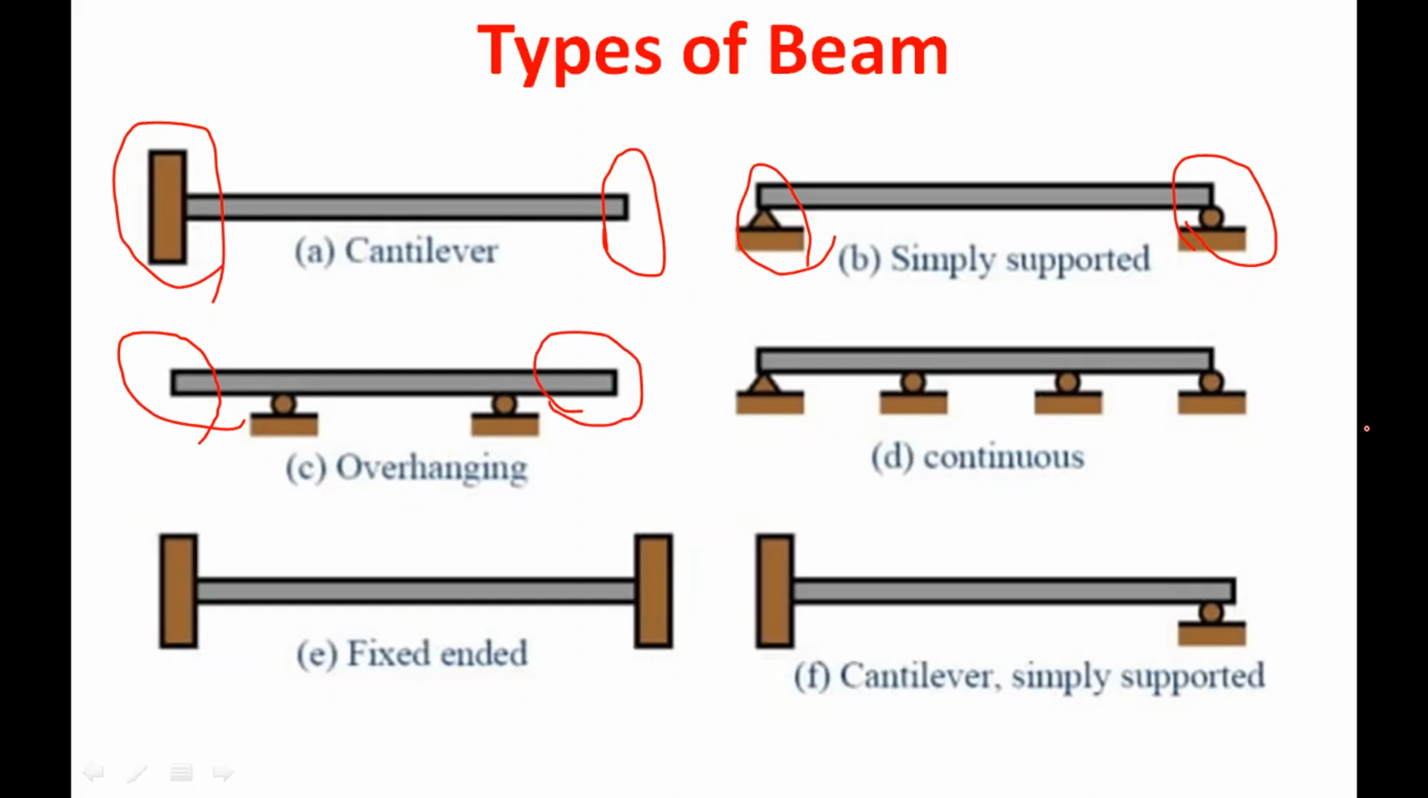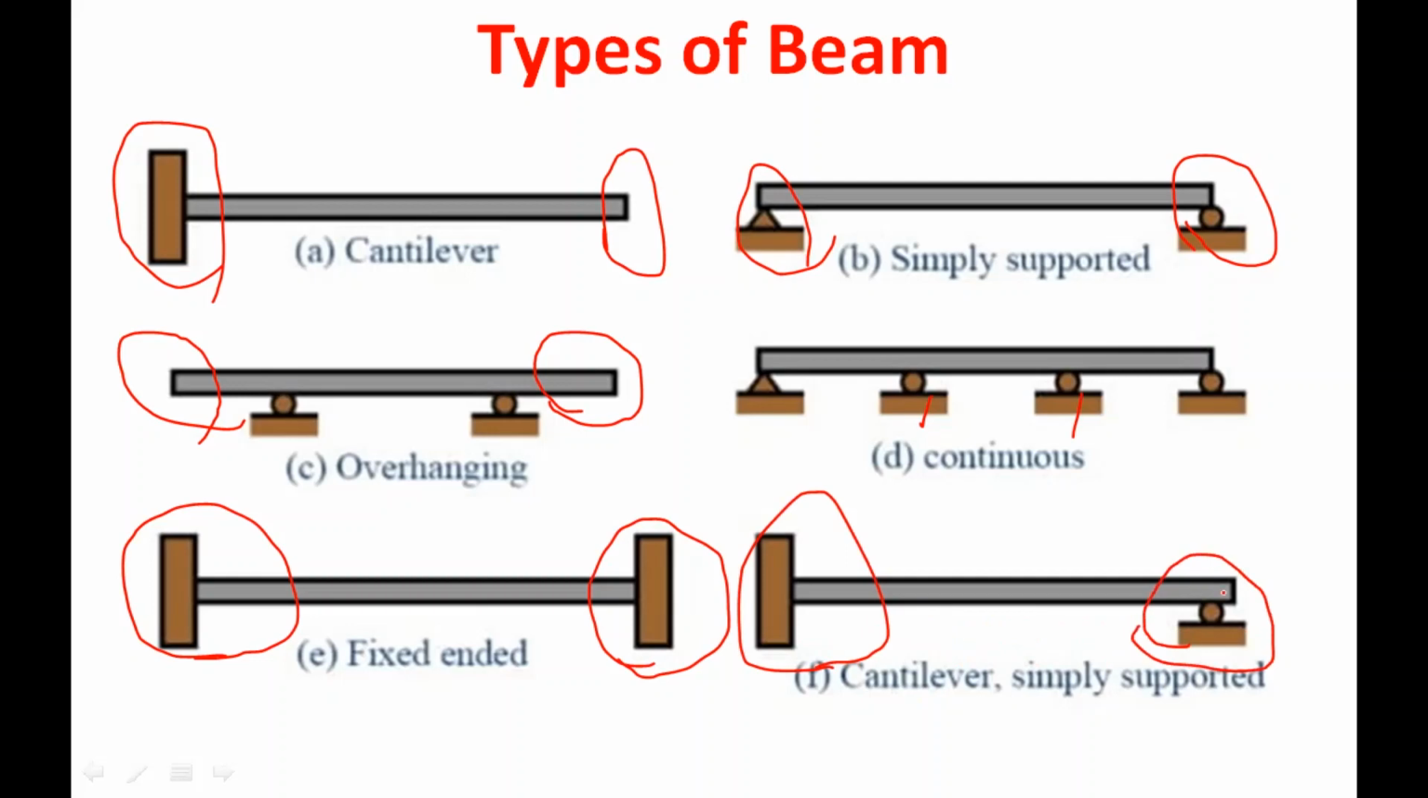And the continuous beam: if the length of the beam is very large, then they will add some additional support in between the end supports. So this is called the continuous beam. Fixed beam, both ends are fixed. Another one is the propped cantilever. One end is fixed and to support the length of the beam, they will provide an additional support. This is called the propped cantilever.